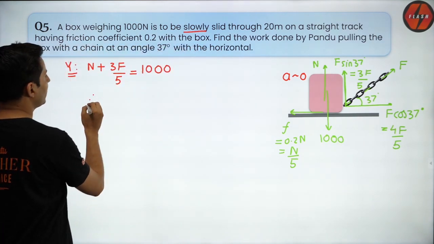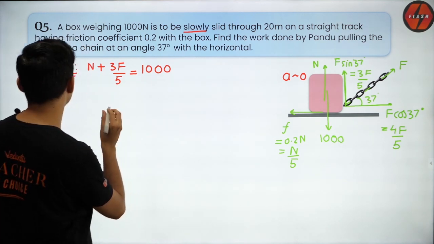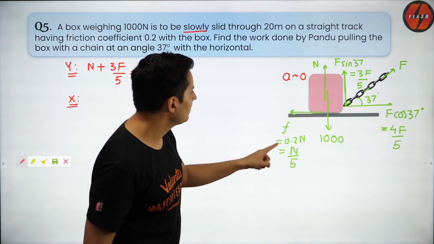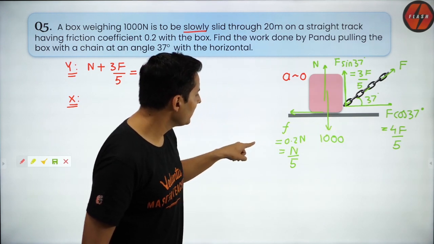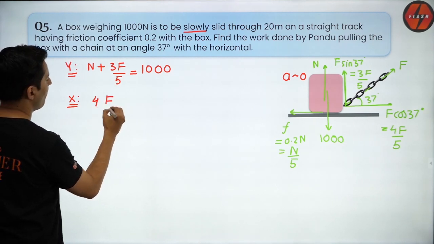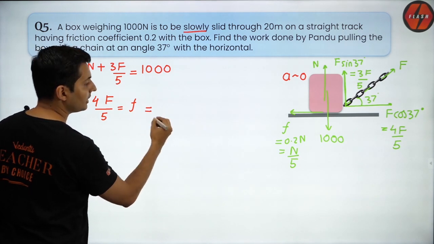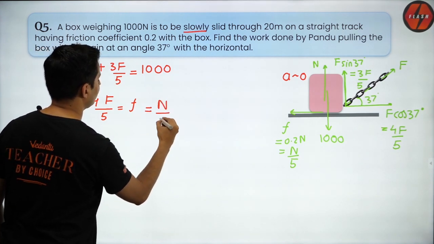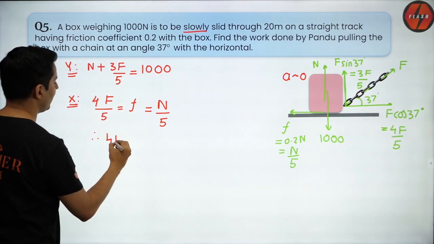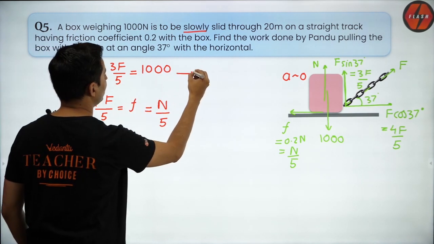Okay. So can I do something about it? I believe nothing can be done right now. Okay. Let's see what we can do in the x-axis. Well, in the x-axis, this force is going to be equal to this friction. So I can say 4F by 5 is going to be friction, but wait a minute, friction is nothing but N by 5. I just wrote it down over here. So 5 goes, okay, so 4F is equal to N. Now if 4F is equal to N, what will I get from here?